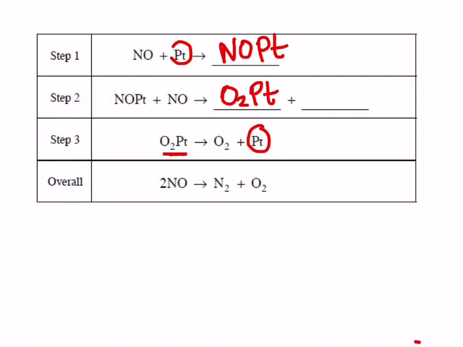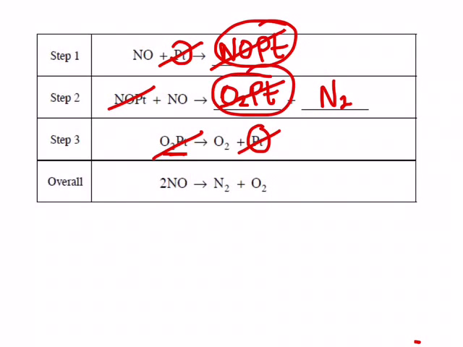Now, what else could be produced there? Well, if we just add it up, we've got 2 O's and a platinum. We've already used those. There are 2 nitrogen atoms left in step 2, and in our overall products, we do need a nitrogen molecule, so let's produce N2. And now, if we cancel out the NOPt, the O2Pt, and the platinum, we have the overall reaction that we wanted: 2 NO become N2 and O2. So the correct blanks are NOPt, O2Pt, and nitrogen gas.